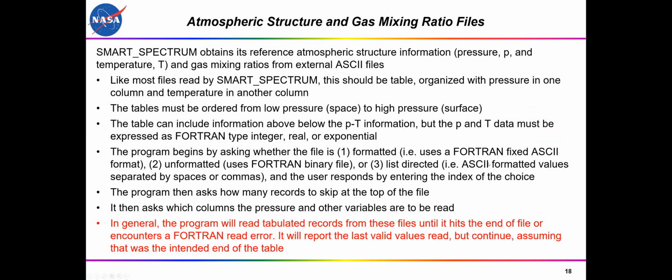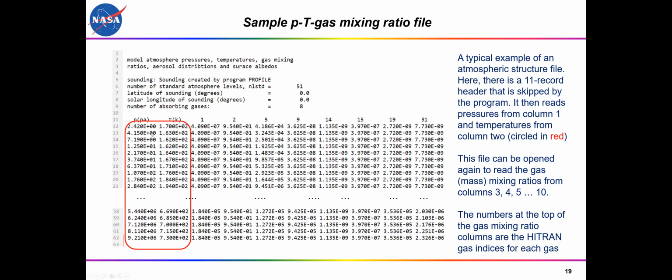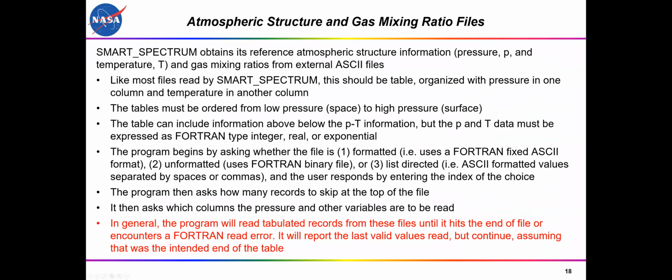I'm going to tell it that this is actually a list-directed file. Some of you know what that means. It's just an ASCII file that's separated by spaces or commas. As you can see here, I have spaces between these numbers, so the code will read it just perfectly as an ASCII list-directed file. So you enter an index, and it says, okay, great, it's a list-directed file.